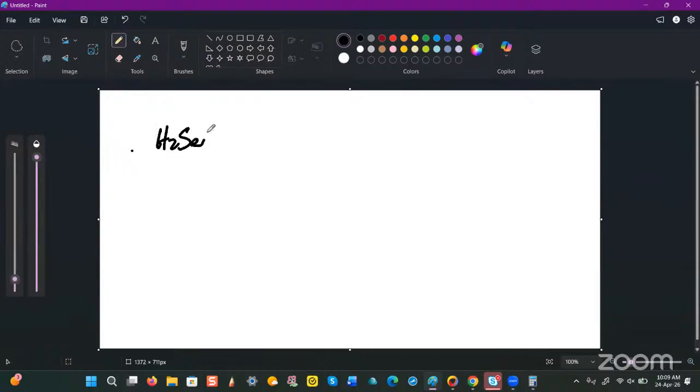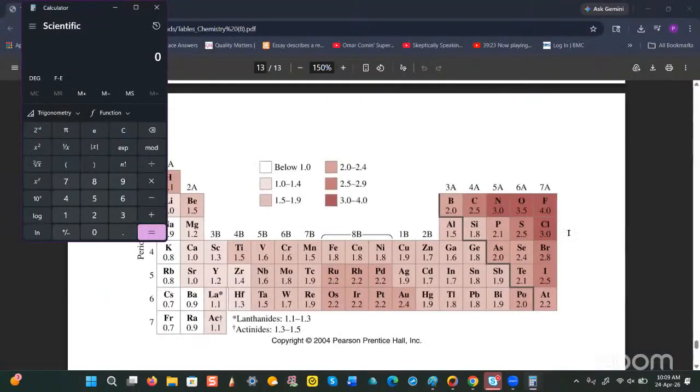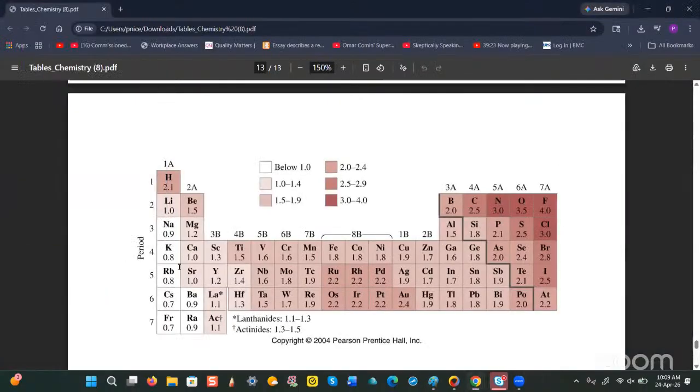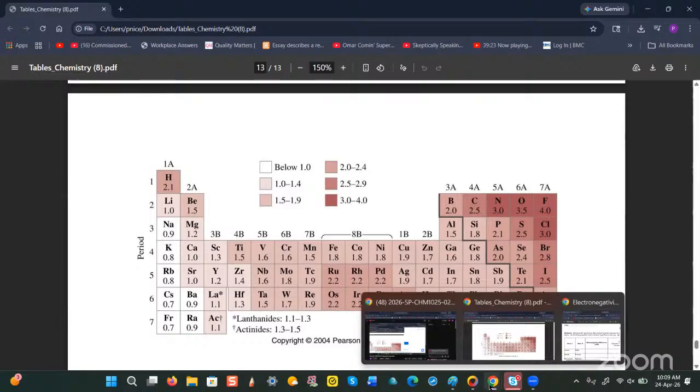if you were to look up the values in terms of the electronegativities, hydrogen is 2.1 and selenium is 2.4, right? Now you might be tempted to put hydrogen in the middle and selenium not in the middle, all right? However, we cannot do that, even though hydrogen has a lower value.